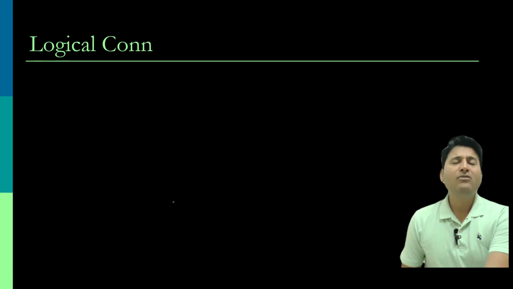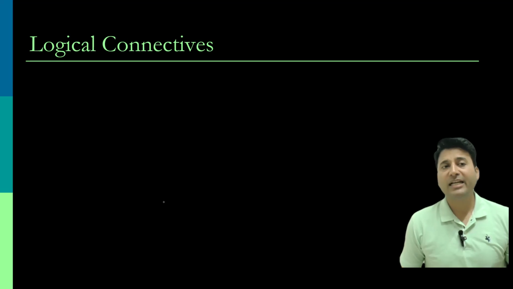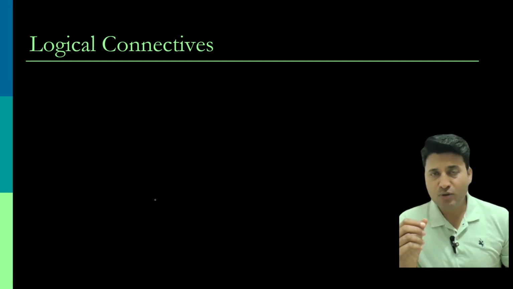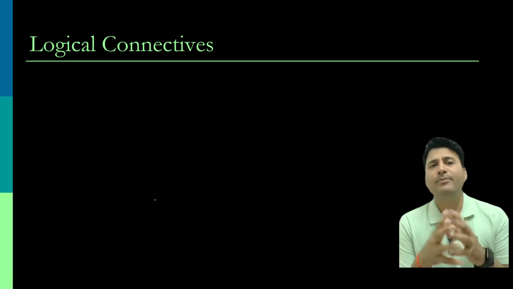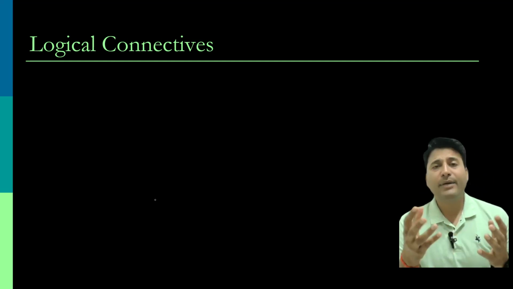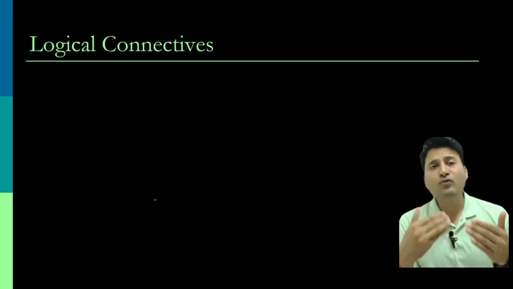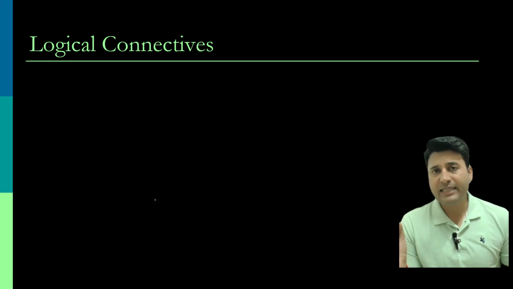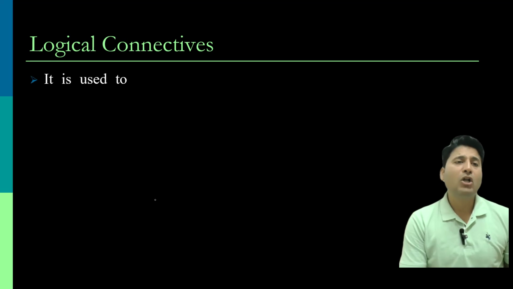Moving ahead, now we have another important point in logic which is called logical connectives. Suppose that some propositions are given to us, 1, 2 or any number of propositions, and we are interested in finding compound propositions. So what are logical connectives? They are mathematical tools, or we can say operators, which are used to find the compound proposition. If two propositions are given, how can we connect them? It is done by using the logical connectives.